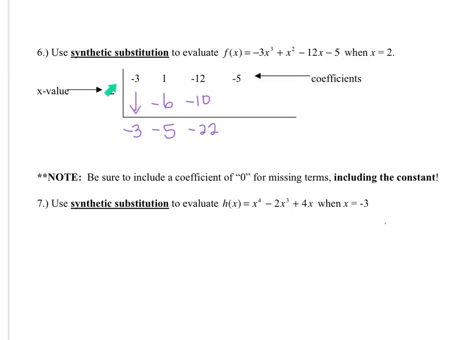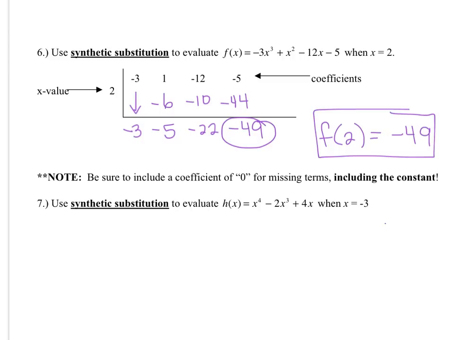And then again, I'm going to multiply the 2 again, but this time by negative 22. 2 times negative 22 is negative 44. So that will go under the negative 5. And then I'm going to add negative 5 and negative 44 to get negative 49. So what that represents is if we were to find f of 2, we evaluate the function when x is 2. The final answer will be just this last number that we wrote down, so negative 49.